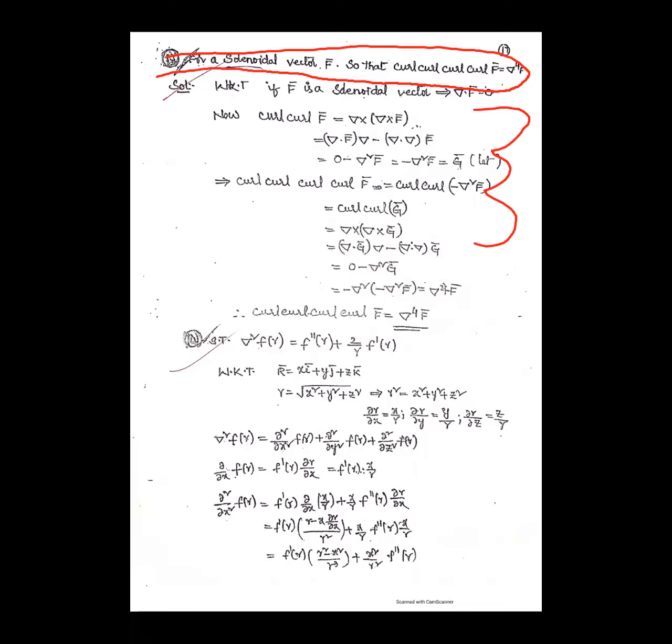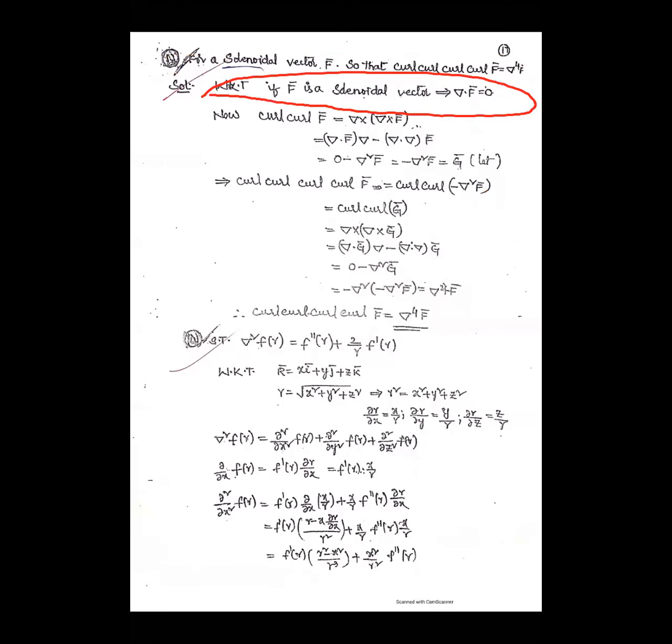It is not possible to apply 4 curls at a time, so let us assume first 2 curls. We know that if f bar is solenoidal, then the condition is del dot f equal to 0. So in the first case, del dot f equal to 0, then f bar is solenoidal. Del cross f equal to 0, then f is irrotational. Here the same condition is given, f is solenoidal. So using the condition del dot f equal to 0, in the derivation steps wherever del dot f appears, we replace it with 0.